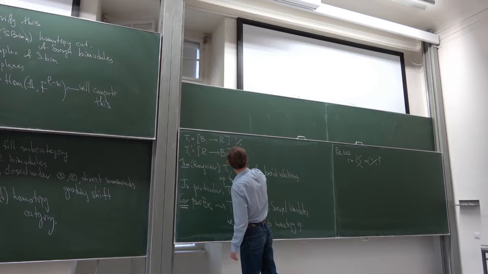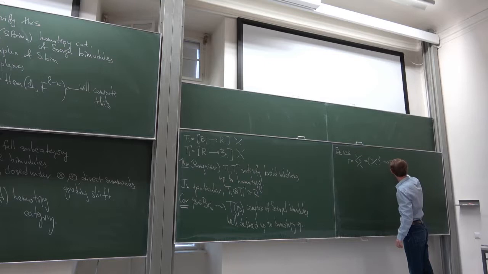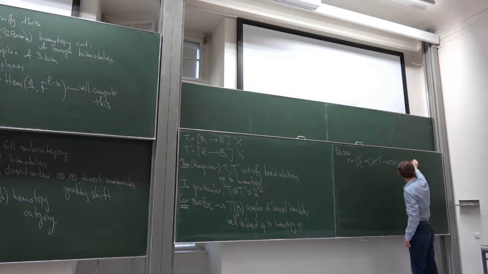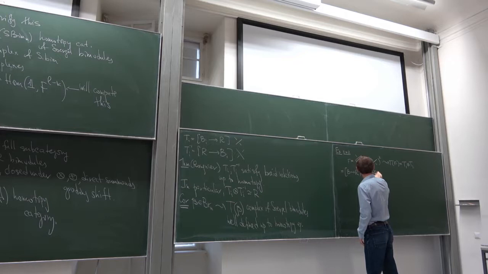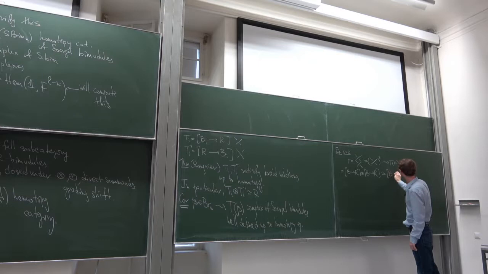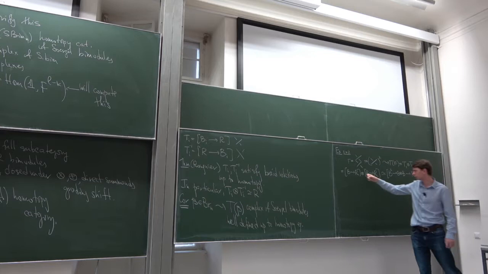And so I just see that the corresponding complex is T1 tensor T1. So this is the same thing as B goes to R tensor B goes to R. And then one can check that this is the same thing as actually B. Okay, let's do it in two steps. So this is B squared goes to B plus B goes to R. That's what you get if you just tensor these two complexes. But then one can check that this is the same thing as just B goes to B goes to R.